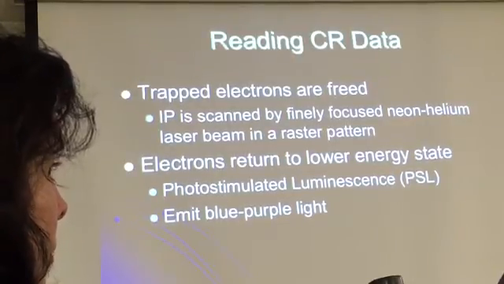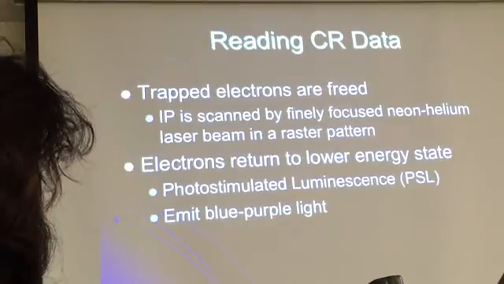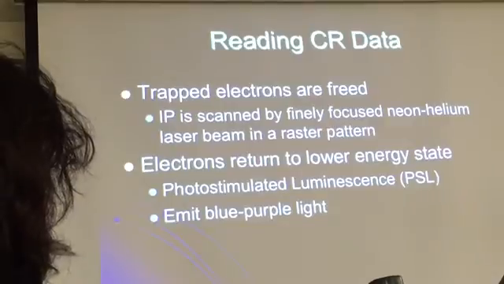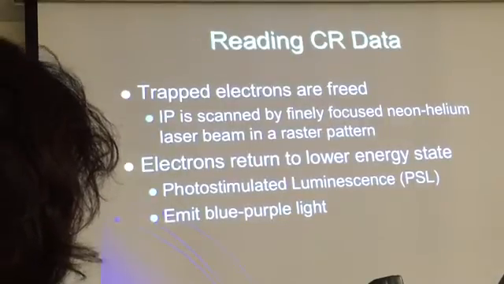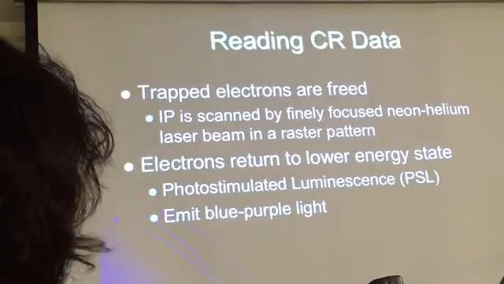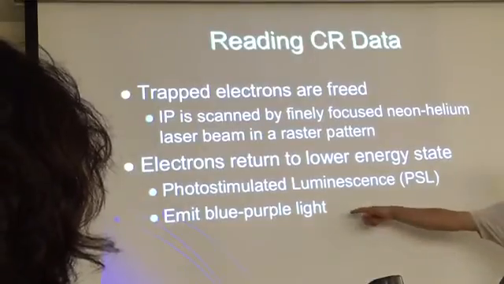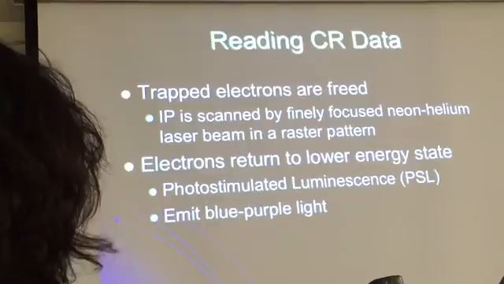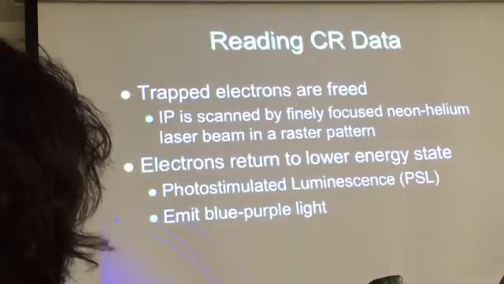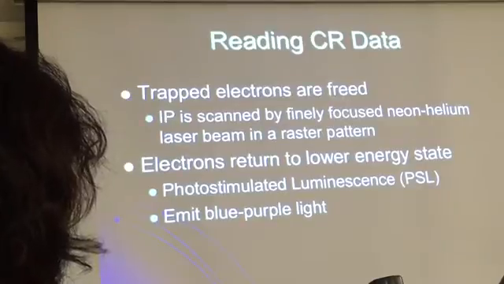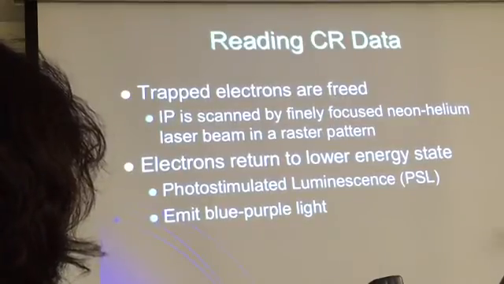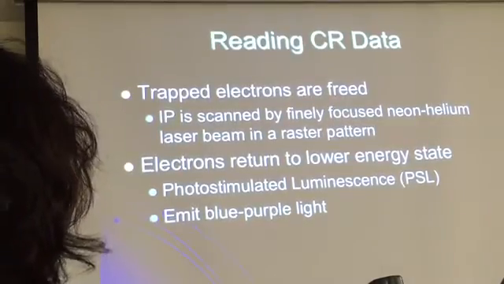The light plate is run through a laser light. The plate is exposed there, and in the process of being exposed with the laser light, it emits its own light. This blue purple light has been emitted. Now you can measure that light and turn it into an electrical signal. That's what's going to happen. Make sense?